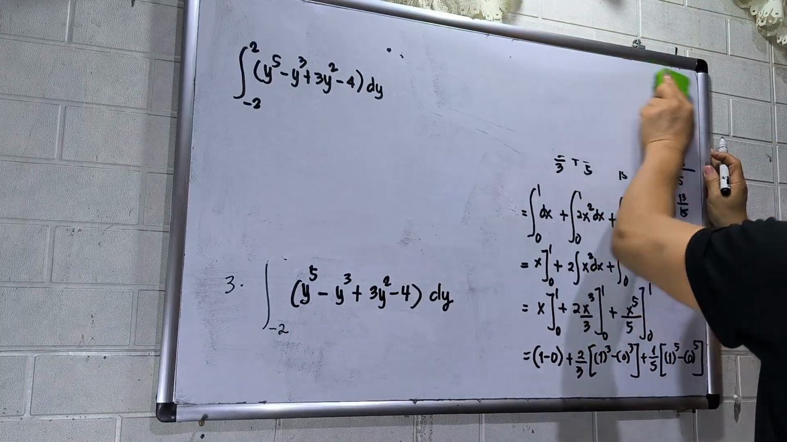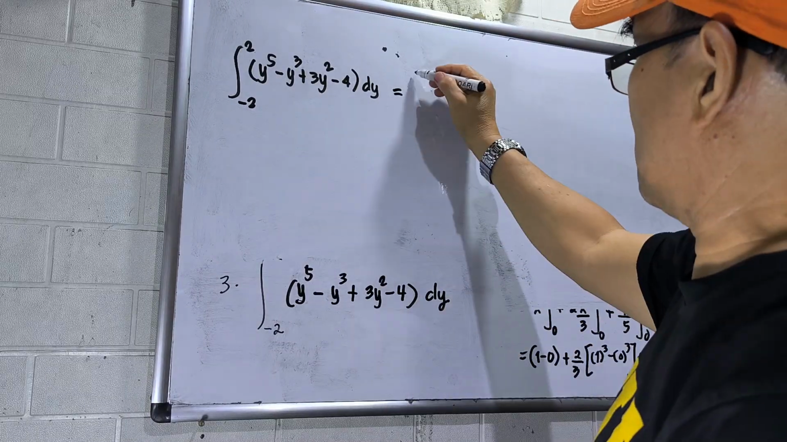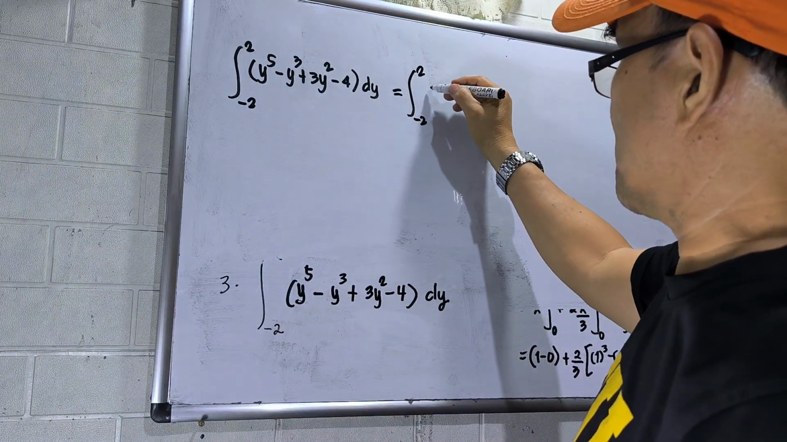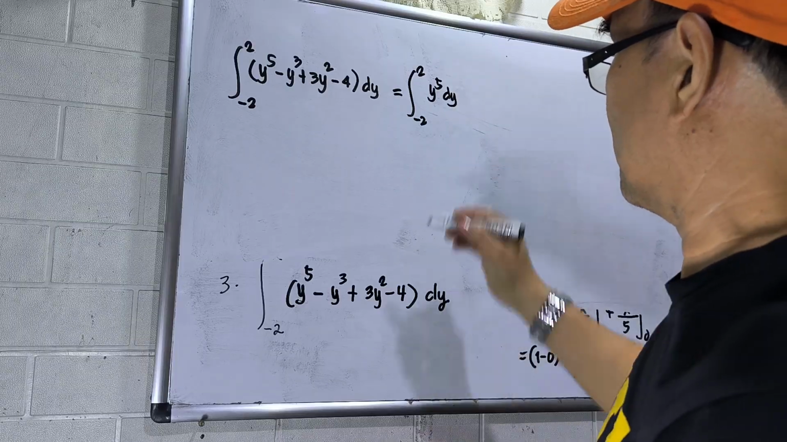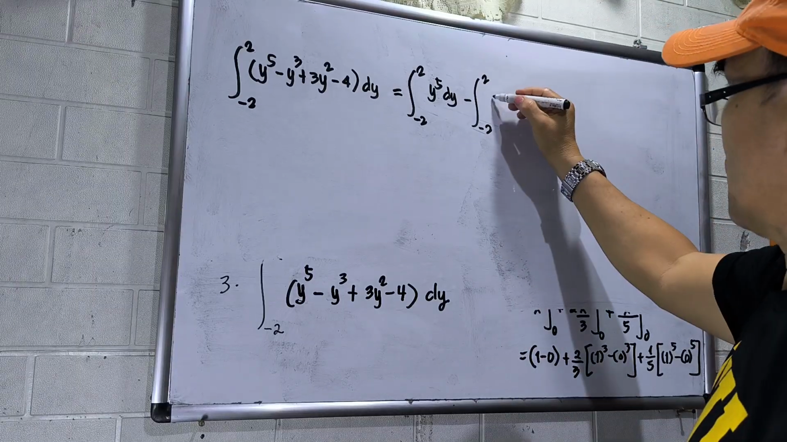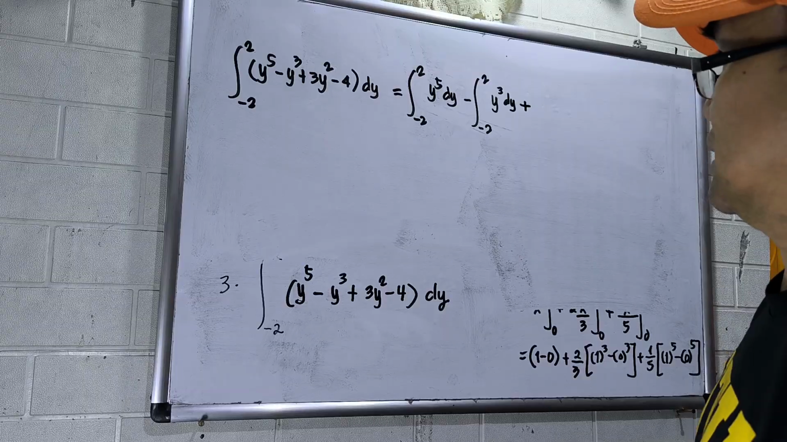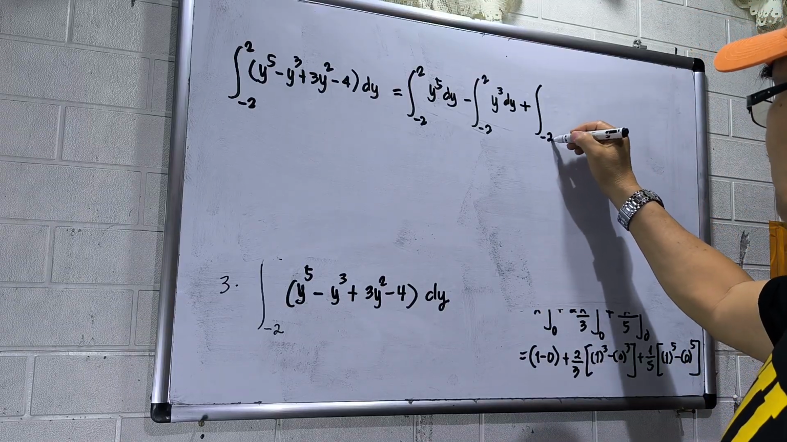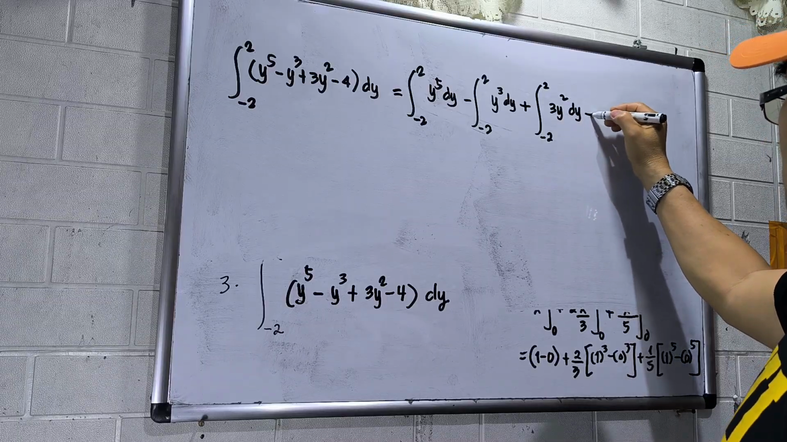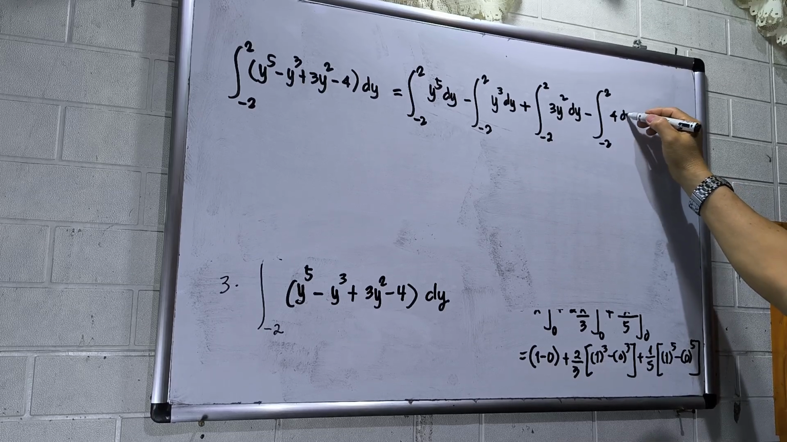So allow me to erase this one, so I can integrate individually. So this will be the integral from negative 2 to 2 of y to the fifth dy, then minus the integral from negative 2 to 2 of y cubed dy, then plus the integral from negative 2 to 2 of 3y squared dy, minus the integral from negative 2 to 2 of 4 dy.